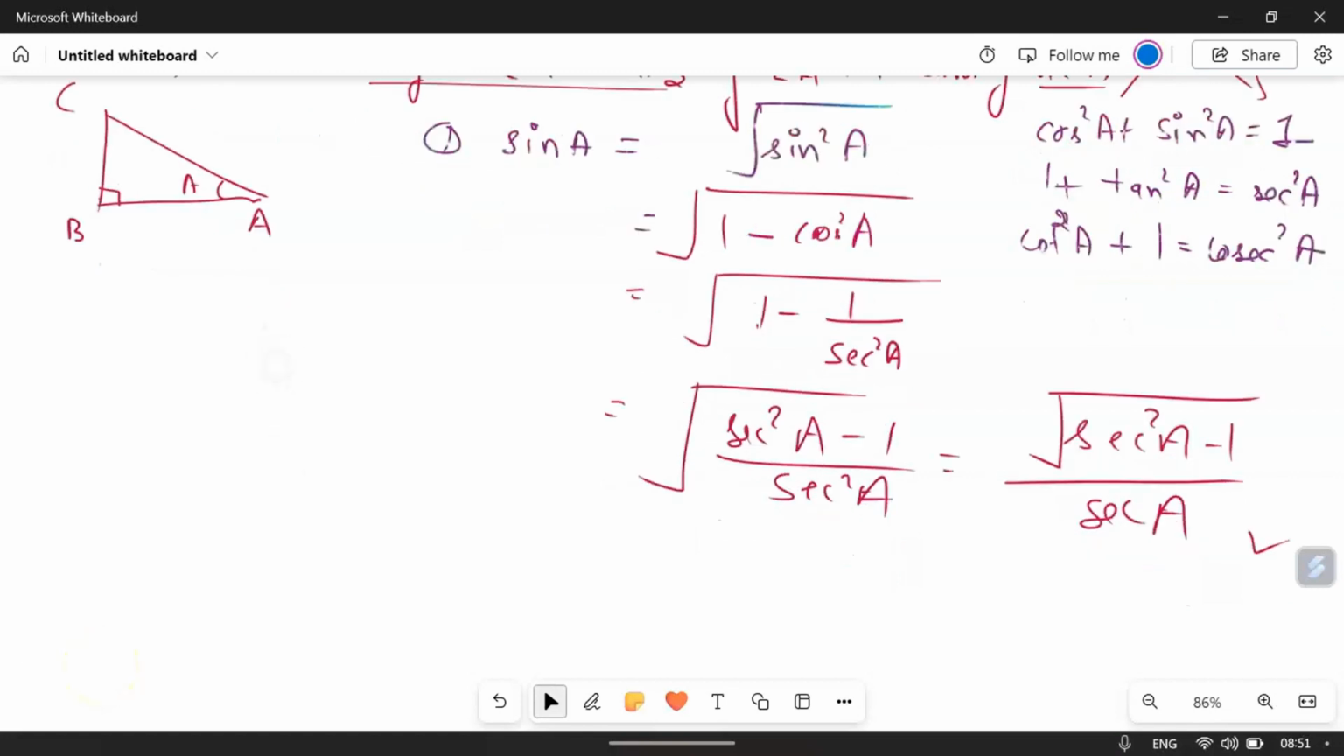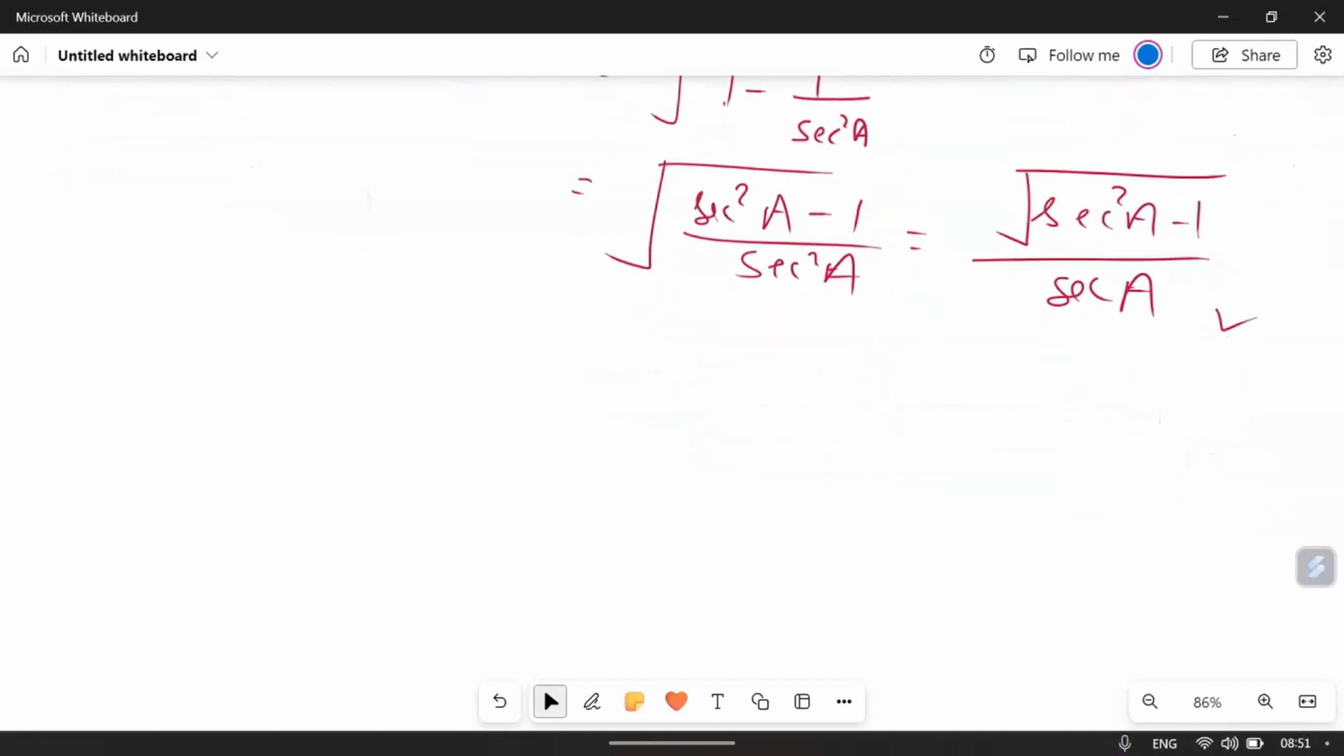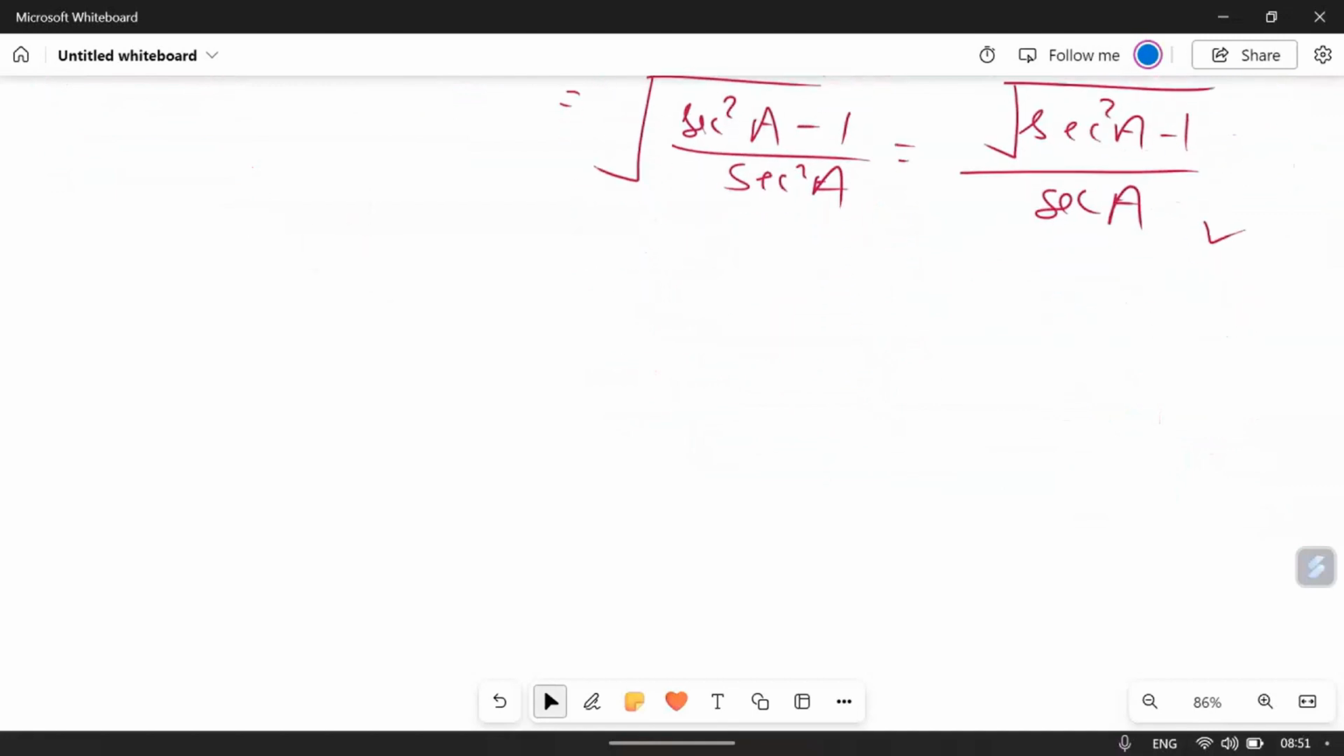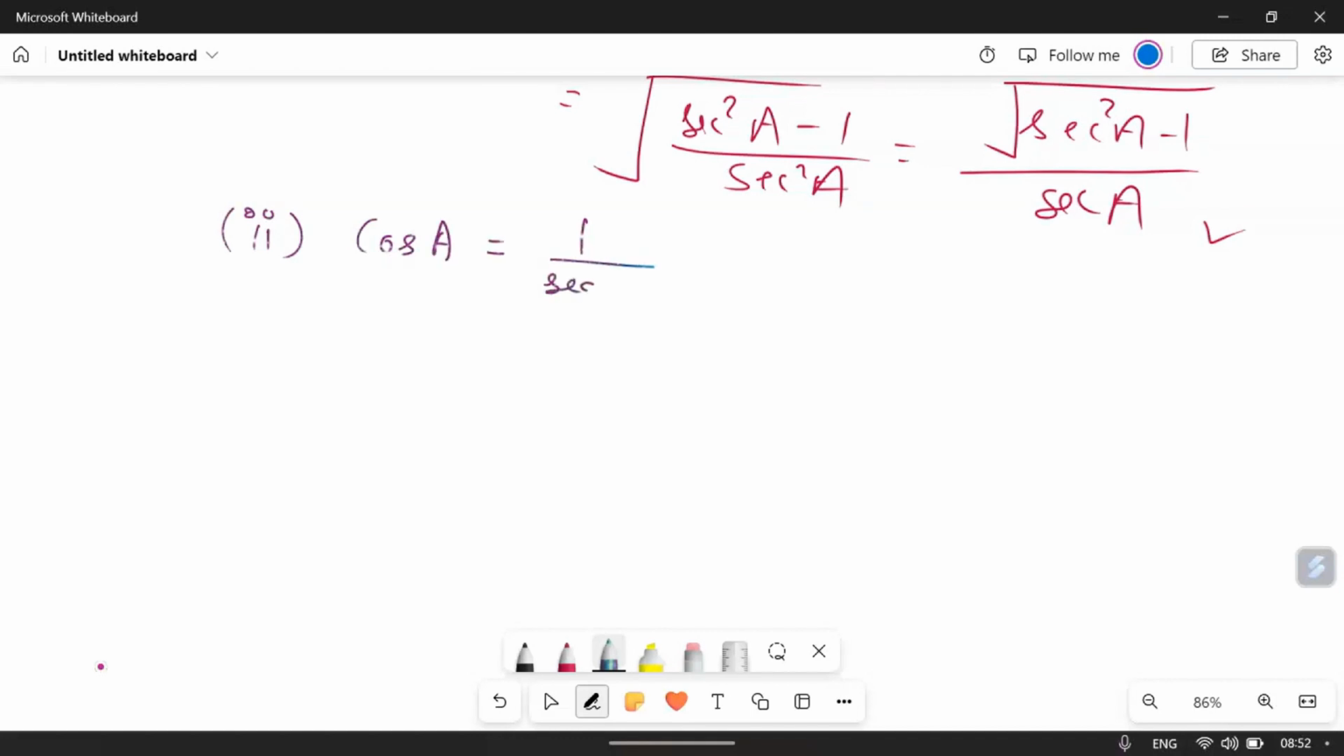We need to convert the second trigonometry ratio, that is your cos A. As you know, what is cos A? Cos A is the easiest one because it is just the reciprocal of sec A. So you can write down the reciprocal of sec A. That's all. So it is directly converted into this.